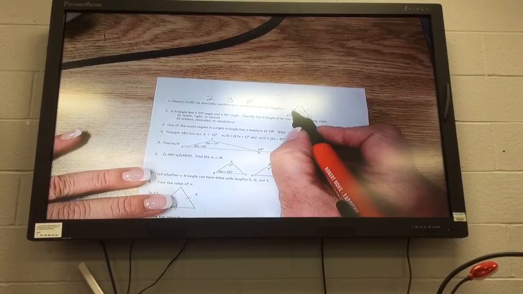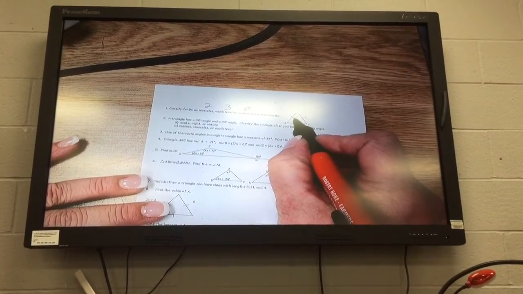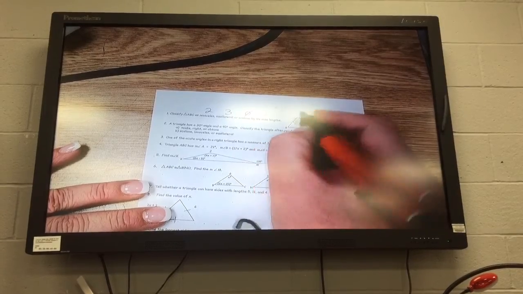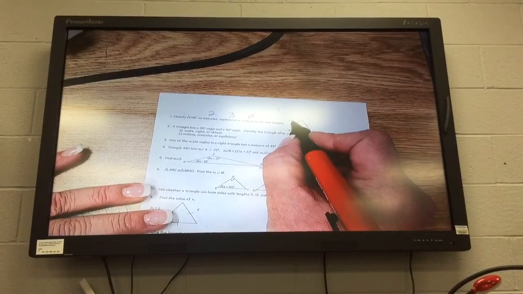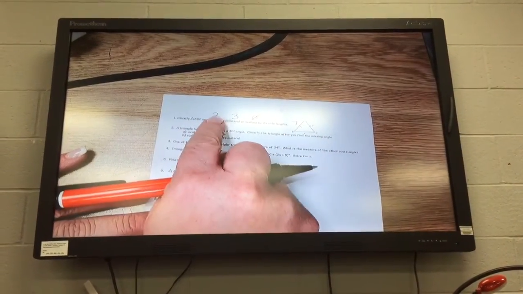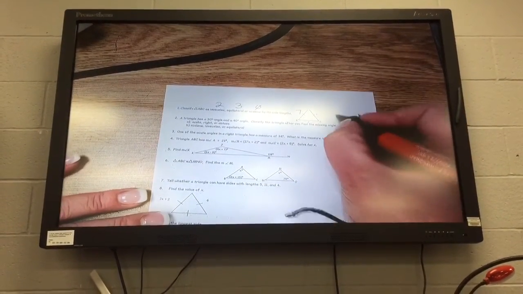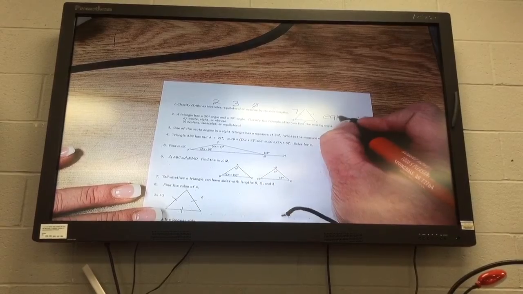So these tick marks, if this side's 7, what does this side mean? What if this is 7, what is this side right here? 7. So we have 7, 7, and 7. Is that two sides the same, three sides the same, or no sides the same? 3. So the answer to this is equilateral.